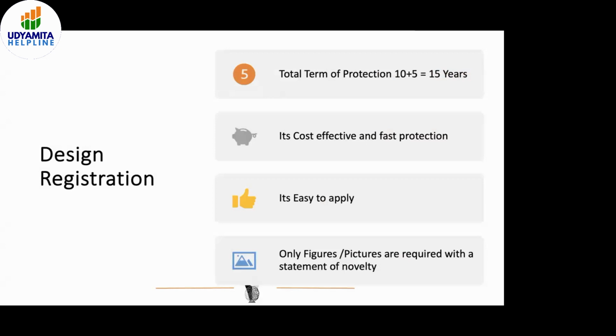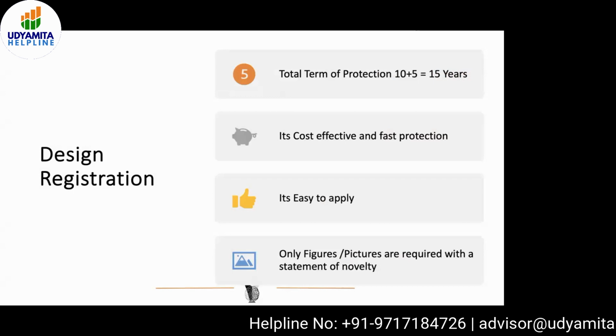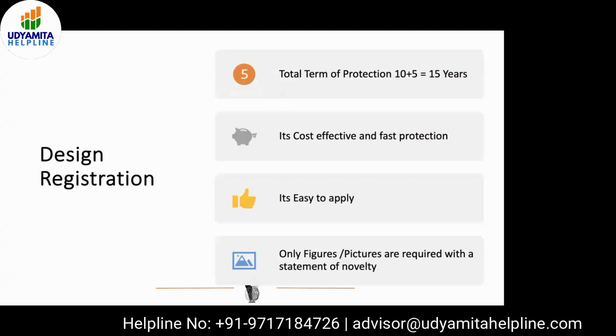Term of design protection is 10 plus 5 years. Total protection is 15 years. It cannot be extended beyond 15 years. It is cost effective. It is easy to apply. Only figures and statement of novelty is required. Okay. Within 6 months, you can expect a certificate.